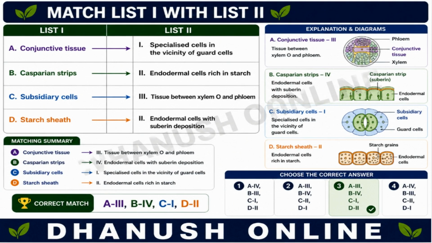Match list 1 with list 2. The correct match is A3, BIV, CI, D2. Conjunctive tissue is between xylem and phloem. Casparian strips are endodermal cells with suberin. Subsidiary cells are specialized cells near guard cells. Starch sheath is endodermal cells rich in starch.